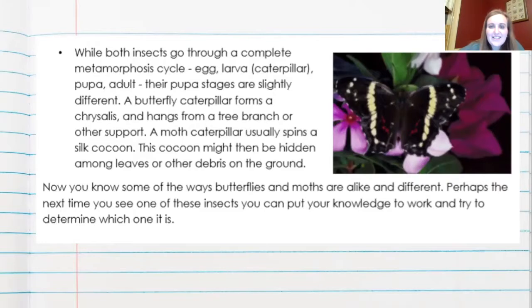Yes. All right, so make sure your chart is filled out. You should have 3 things that the animals have in common and 3 things, or I guess it'd be 6 differences between the insects. So make sure your chart is filled out.